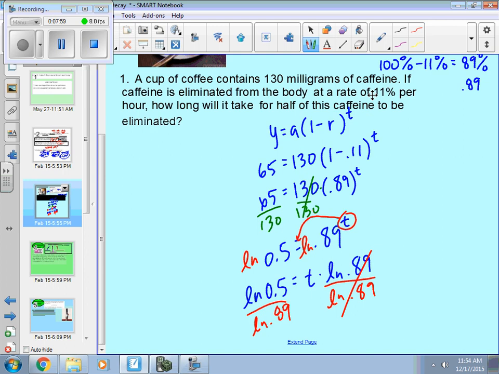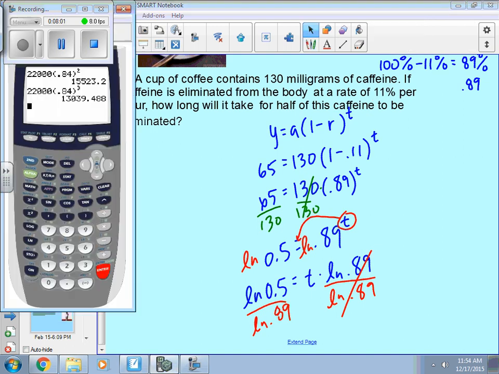So on your calculator, do natural log of 0.5 divided by natural log of 0.89, and we get our solution. It should be about 5.9 hours it'll take to eliminate.